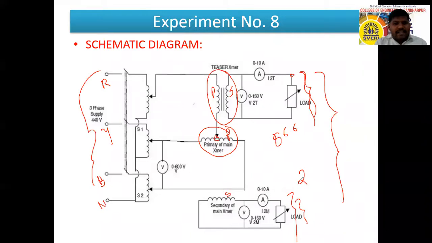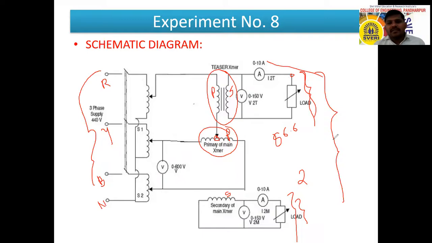On the input side, there are three phases, and on the output side, we are getting a two phase output. Here it is one single phase, here it is one single phase. If we do this neutral common, that means we are getting a two phase output, right? So why is this connection necessary?